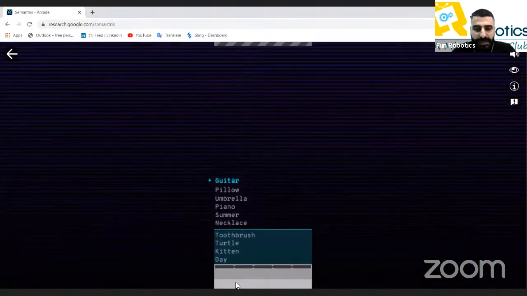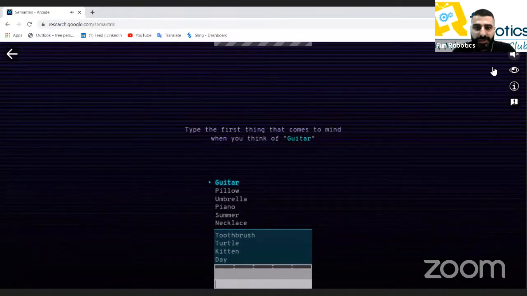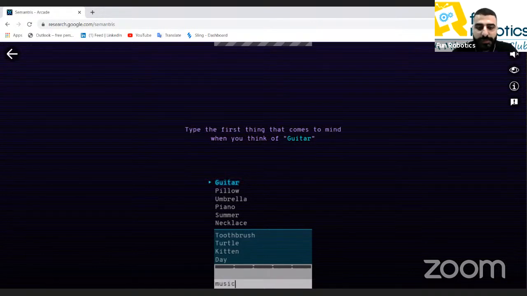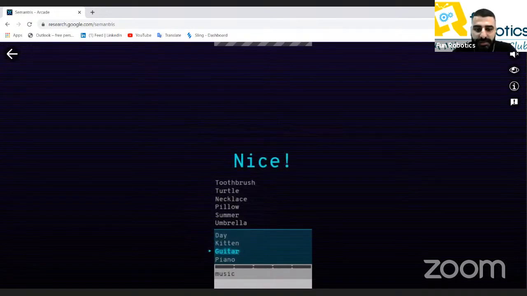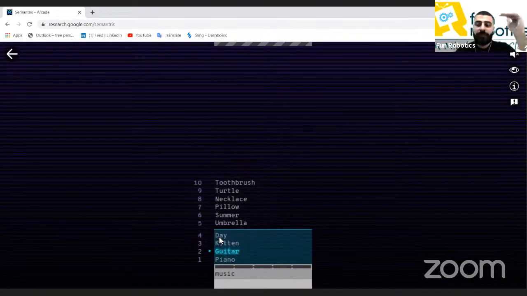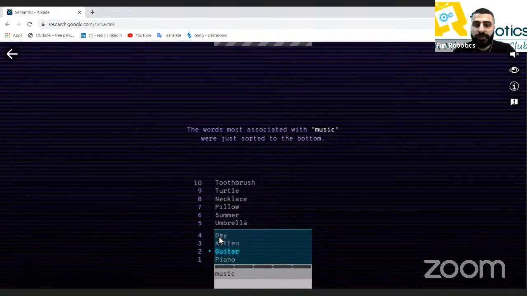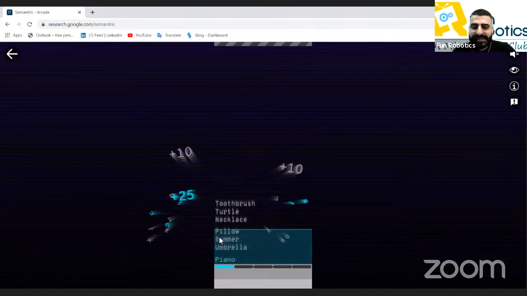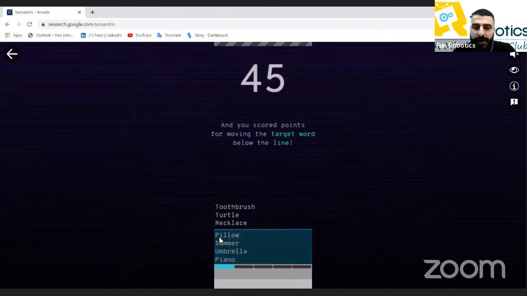So you can click on Play Arcade. I'll actually stop the sound. You see some words that are listed right here. What it's asking for is the first thing that comes to mind when you hear the word guitar, or the word labeled in blue. So for me, it's music. I type in music. It basically lists them from the most accurate word to the least accurate. So you see piano was the first one related to music. The second one was guitar. Third one is kitten, not sure why, and so on.